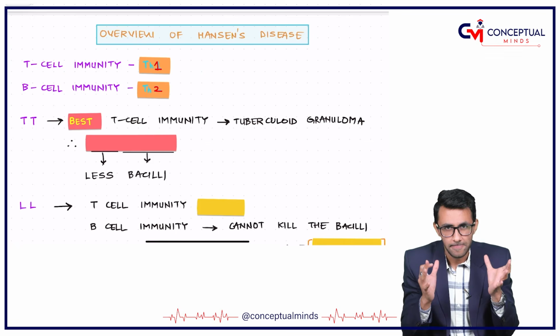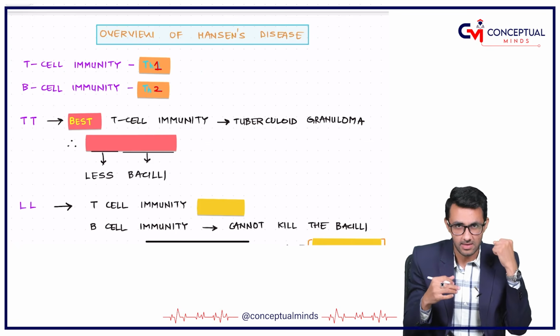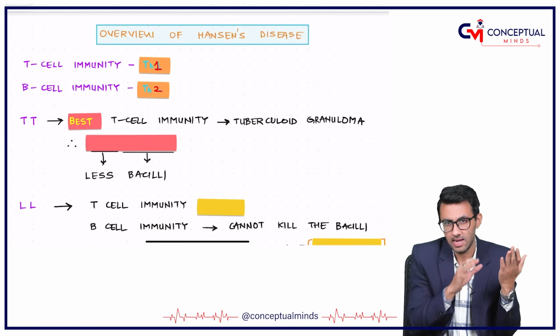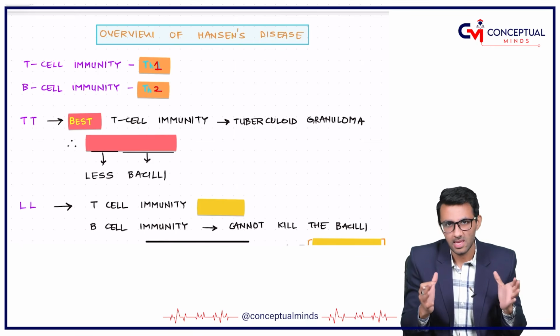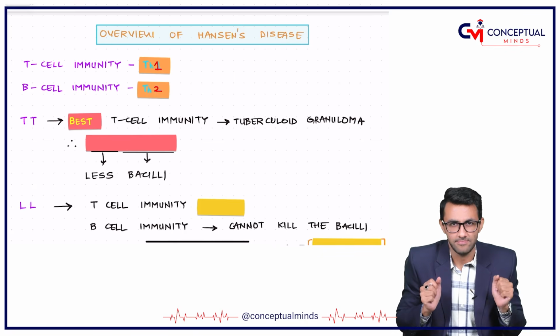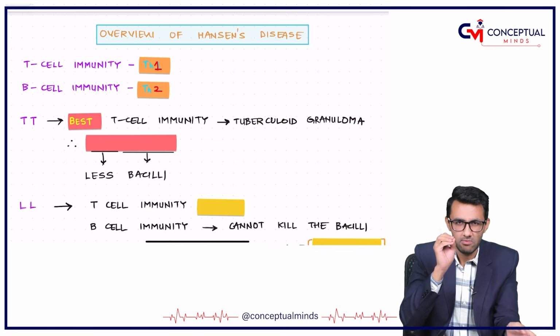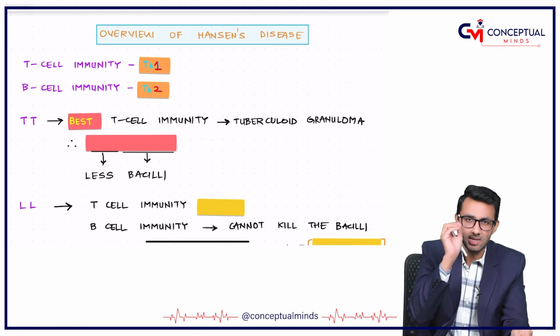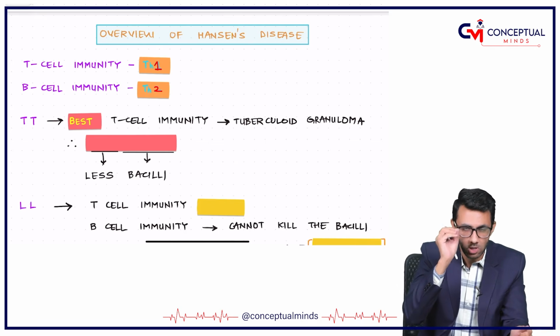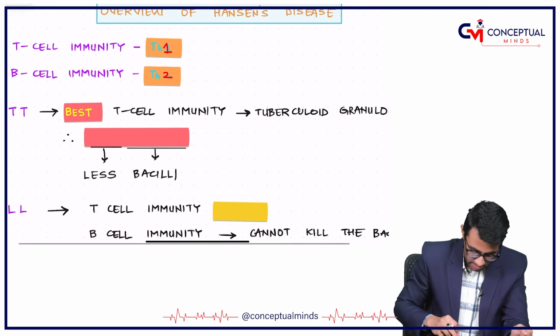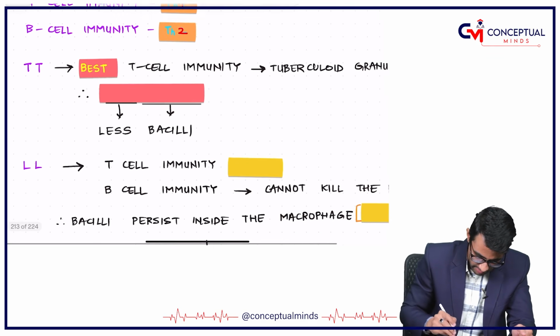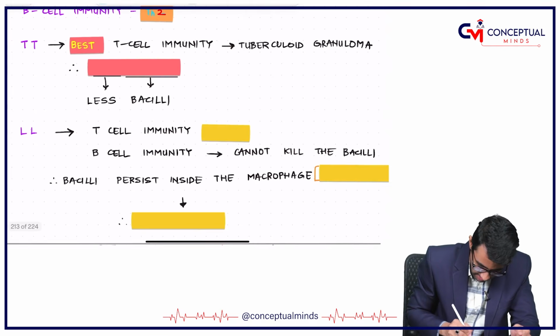Tell me this. The answer is, the topic I started this with is TT, it has a good immunity, and because of that, the body is able to contain it. So there will be very few bacilli. That is the reason we say that the TT type is paucibacillary. You see right here, it is paucibacillary.